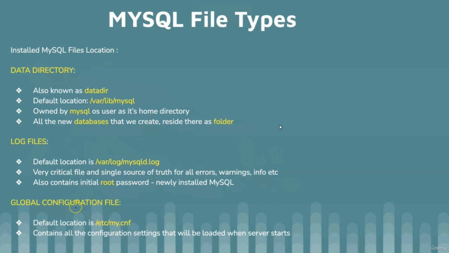The third type of file that I want you to remember is the global configuration file. It's also called my.conf or my.cnf. The default location is under /etc. Any file under /etc actually requires sudo privileges. So the default location for the my.conf file is under /etc, and it contains the configuration settings that will be loaded when the MySQL server starts, and it will affect how MySQL will start. So for now, I will show you the demo exactly where these files are, and then we will go from there.